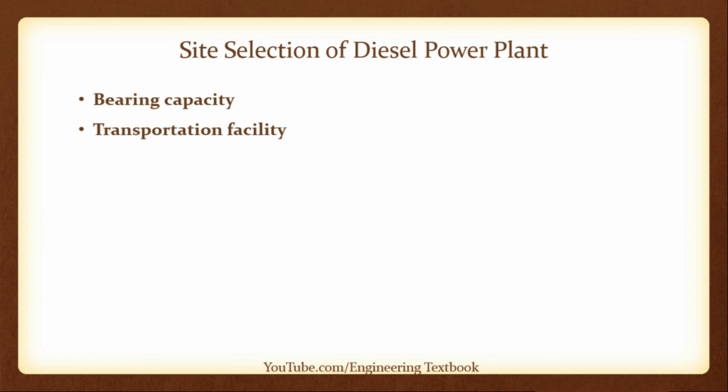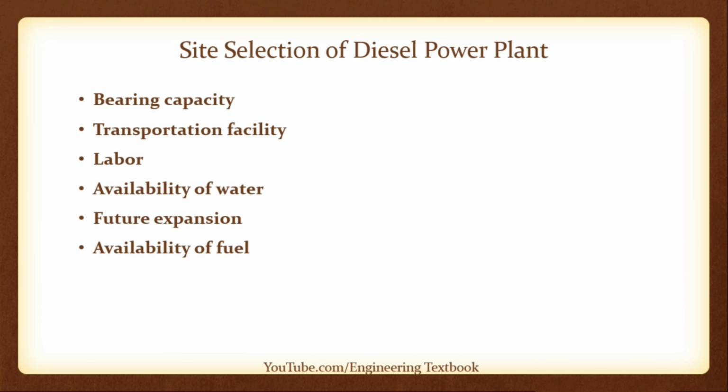Transportation facilities. The plant requires heavy pieces of machinery. Hence, the selected site must have adequate transportation facilities. Labor. A large capacity diesel power plant requires several laborers. Availability of water. The diesel power plant requires water for cooling purposes. Future expansion. There should be some extra land available for future expansion.